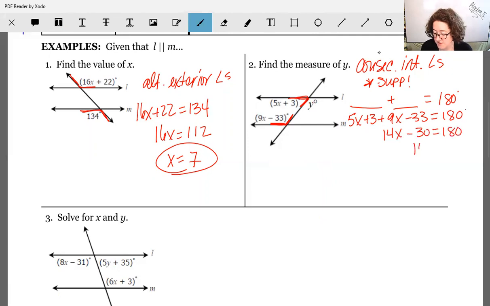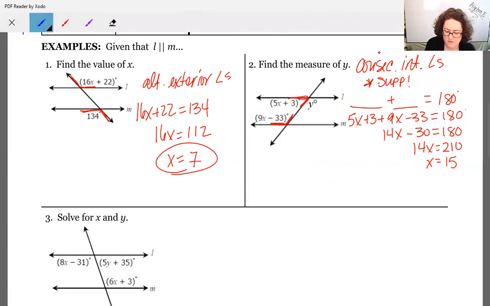Okay, add your 30 to both sides. So that gives us 210. And then divide both sides by 14, which gives us x equals 15. But the problem was asking us to find the measure of y. So what else would we need to know? Y is labeling an entire angle.